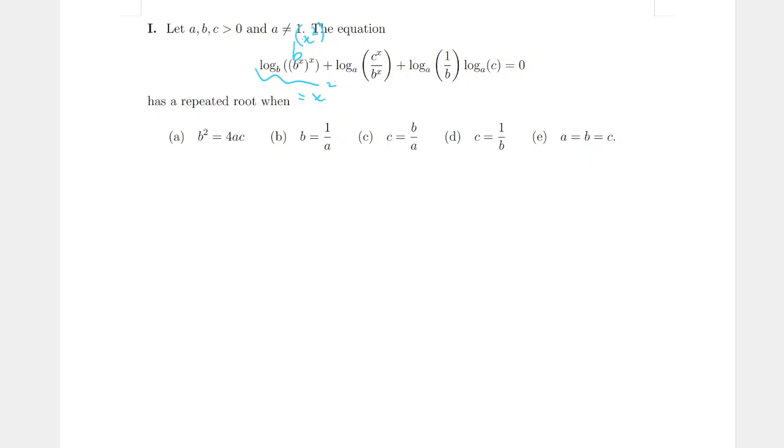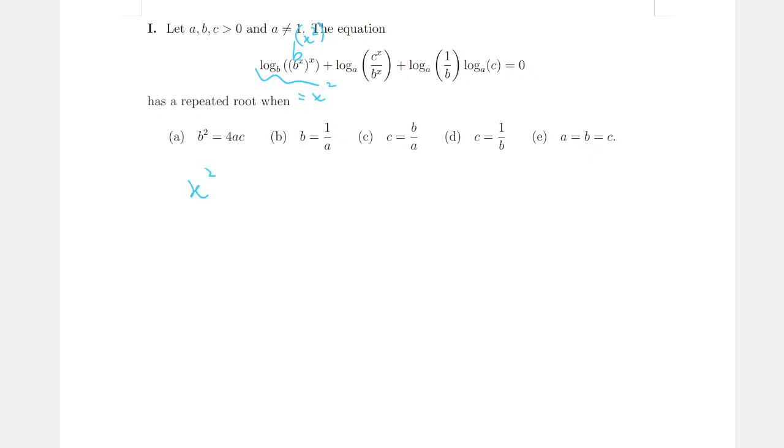If you don't write the brackets on top, normally, it's assumed to be something different. So just to be clear, I wrote b to the brackets x squared. Be careful. Okay, so that's just x squared, fine.